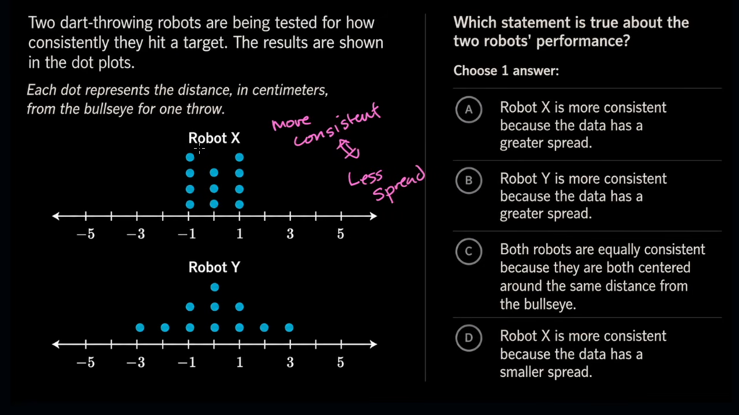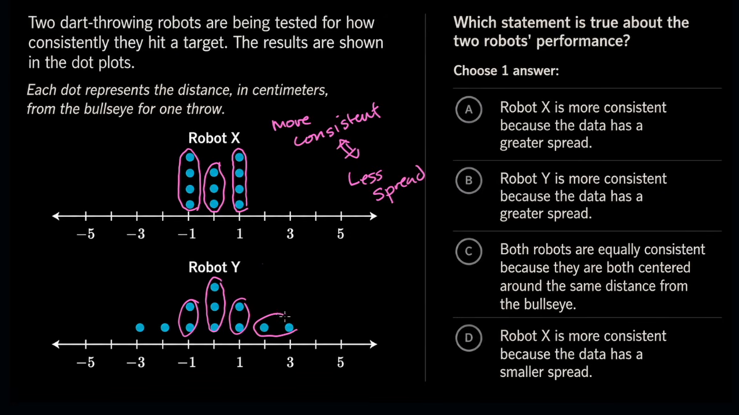So robot X actually is more consistent because if you notice its spread, they both hit the target exactly 3 times. Now robot X has 4 that were 1 less than the target. I guess we could say 1 to the left. And then it has 4 hits that were 1 to the right. While robot Y, you might say, okay, they only had 2 of each of those. But the other 2 were actually even further away.